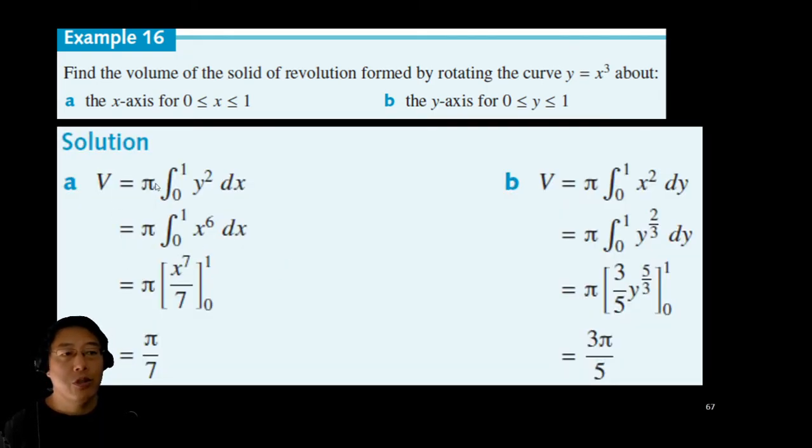For the volume of revolution, you have a pi factor. That's your y squared. You replace it with the function in terms of x. You anti-differentiate, and that gives you pi over 7.